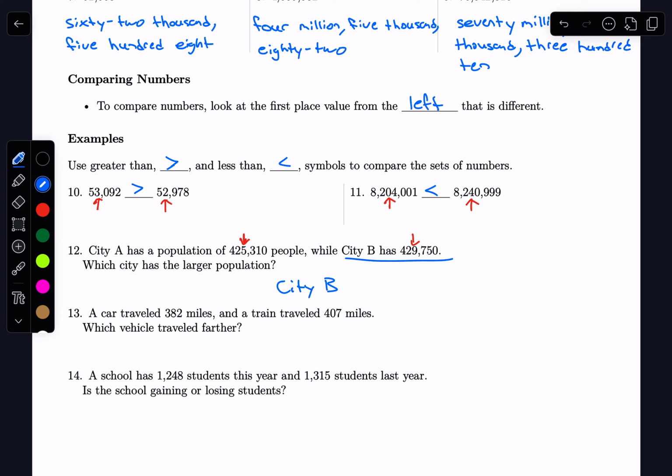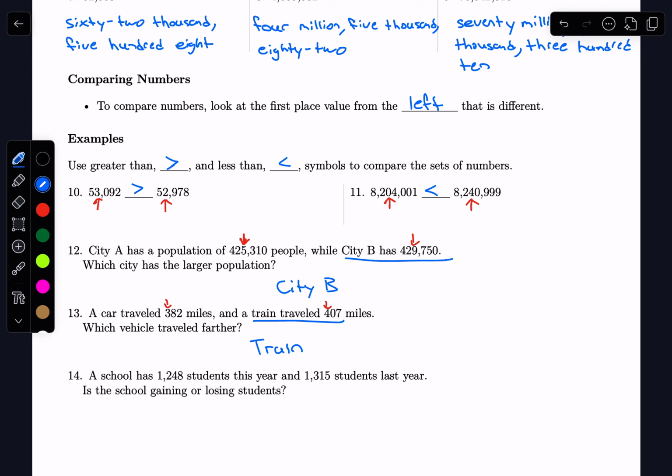Number 13, a car traveled 382 miles and a train traveled 407. The first digit that differs from the left is the hundreds place. We have a 3 versus a 4. 407 is bigger than 382 because 4 is bigger than 3. And so which vehicle traveled further? We would say that the train traveled further here.